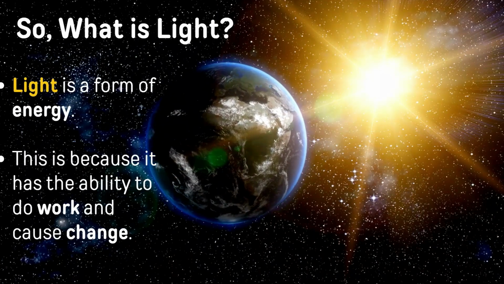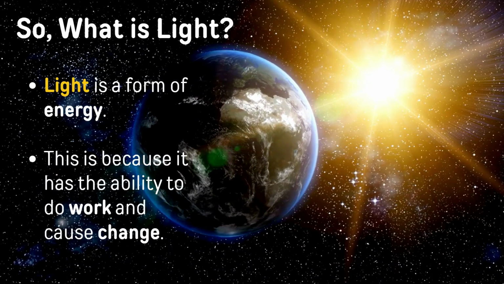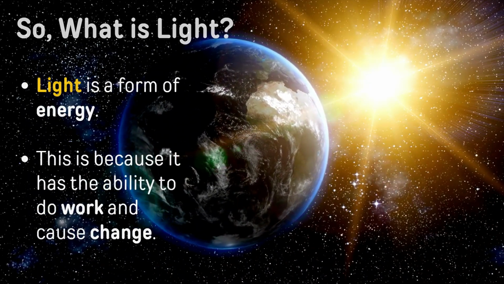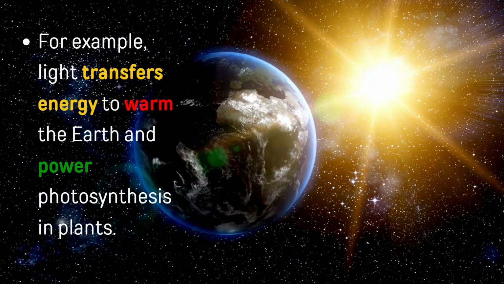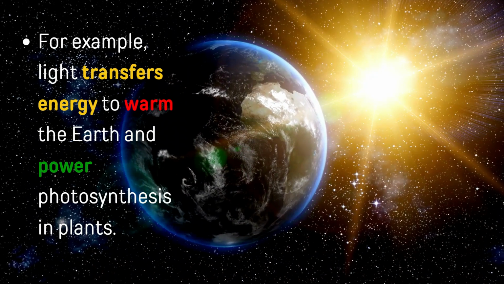So what is light? Light is a form of energy. This is because it has the ability to do work and cause change. For example, light transfers energy to warm the earth and power photosynthesis in plants.